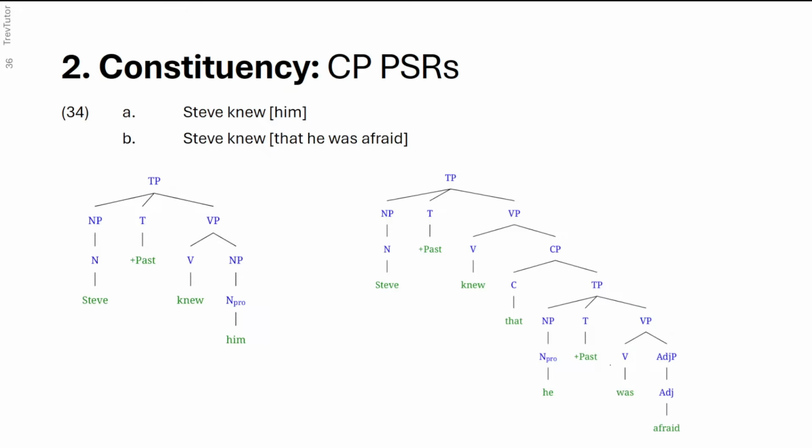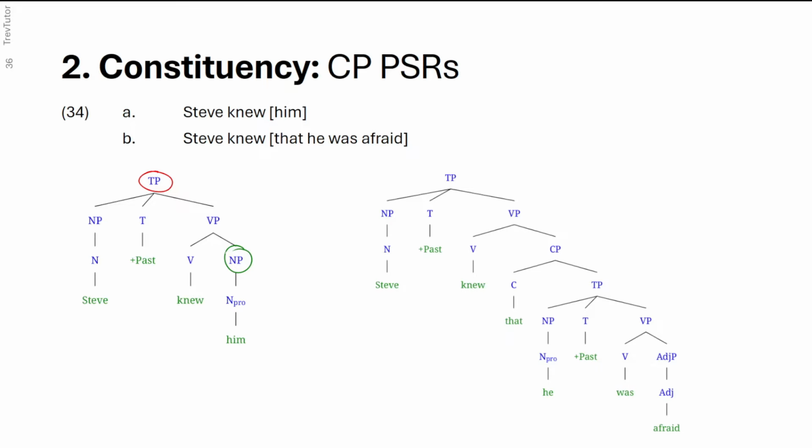So what this means is in Steve knew him, this is just one clause. Steve knew him, one verb, one subject. So we have the subject noun phrase Steve, knew is past tense, so T is plus past, and then the verb phrase has the verb knew. It needs an object, which is him. In this case, it's a noun phrase.